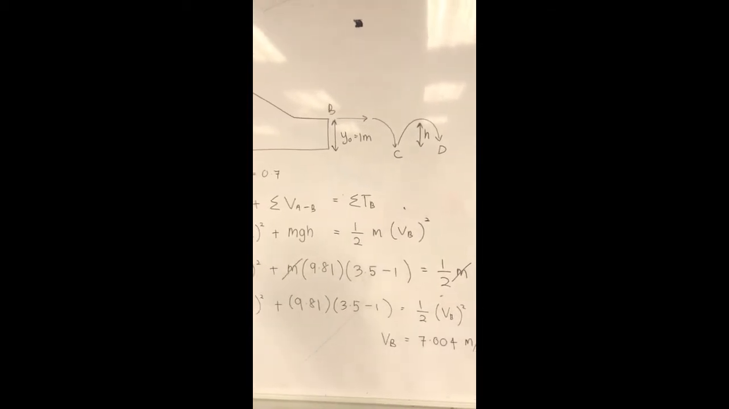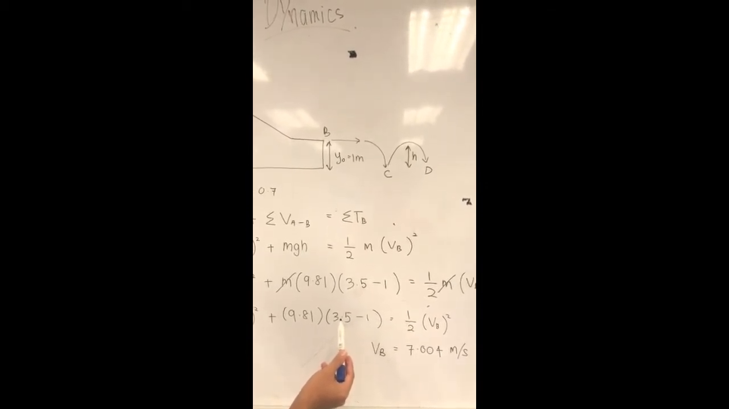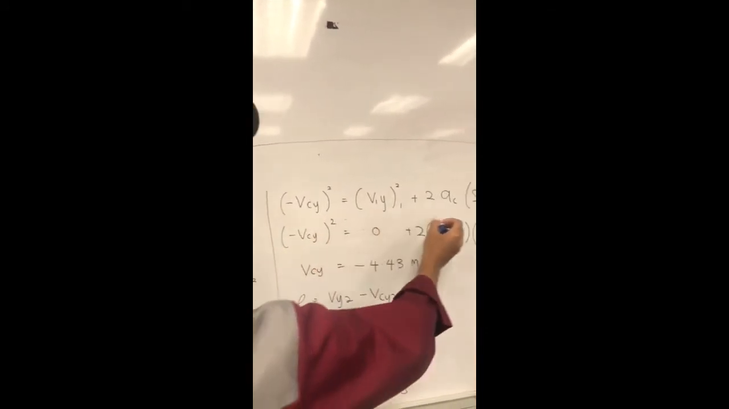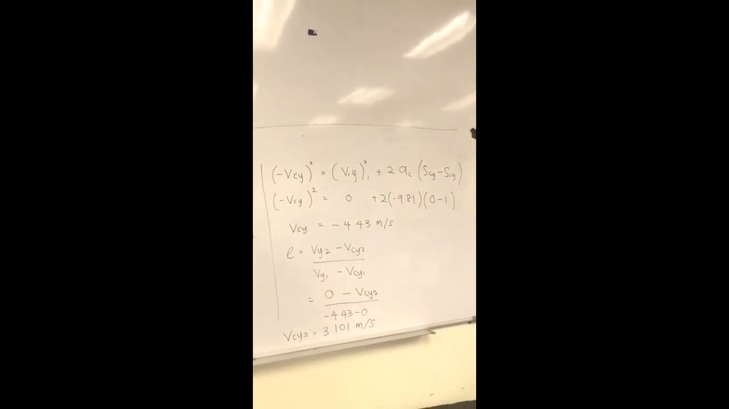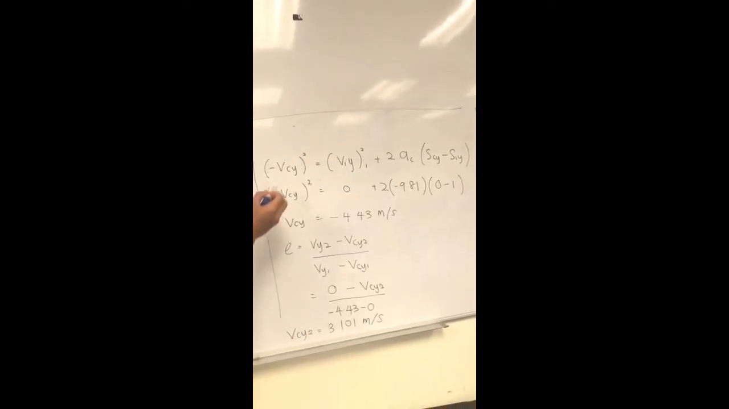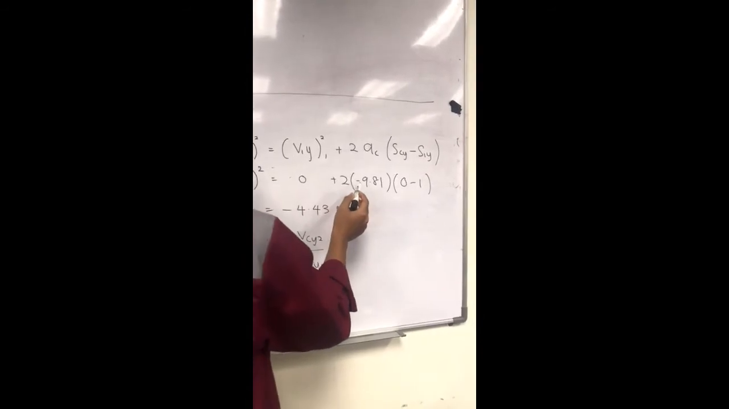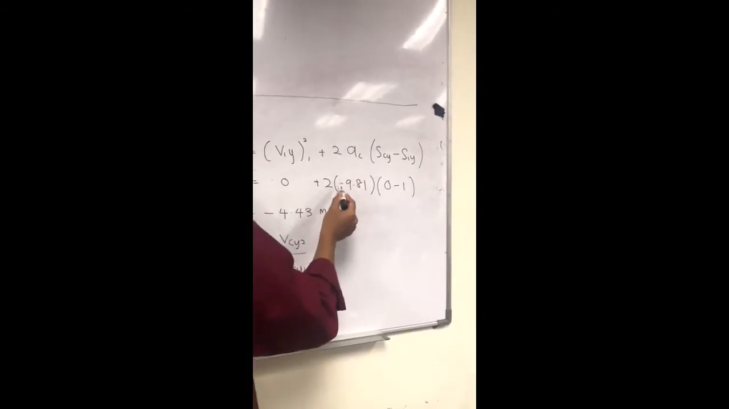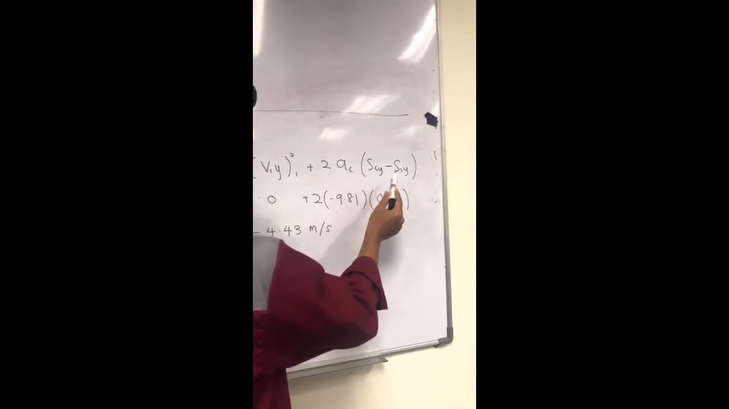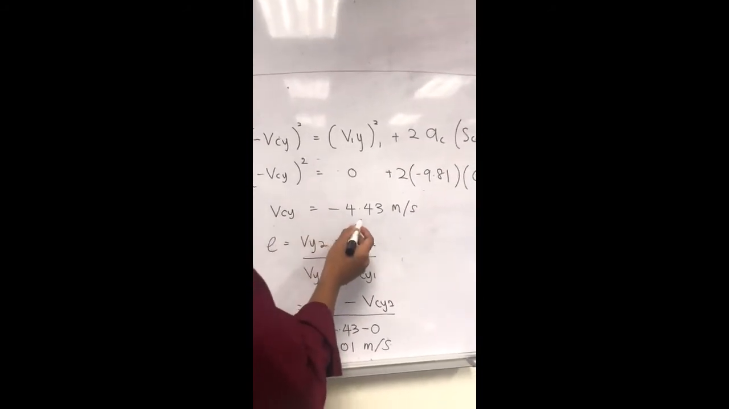Then, by considering the vertical motion of the fall, we use this formula to calculate the velocity C in the y-axis, VCy. From this equation, we substitute all the values. For a, we use negative 9.81 because it is acceleration. So sCy minus s1y, 0 minus 1. So we got VCy is negative 4.43 meter per second.